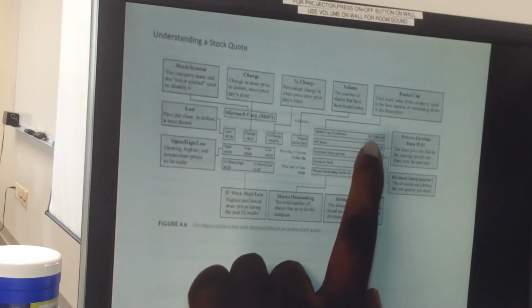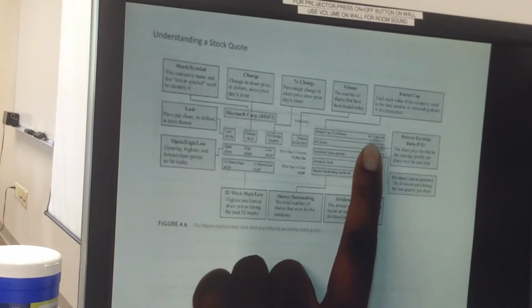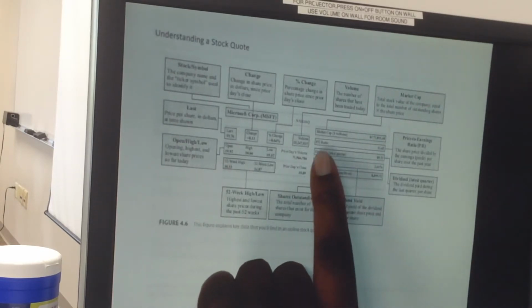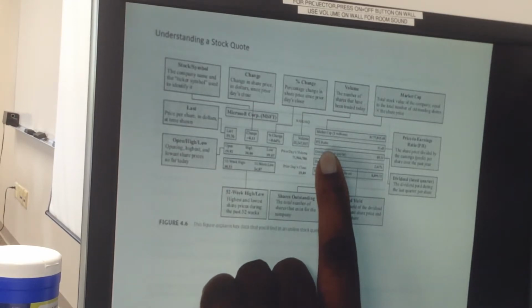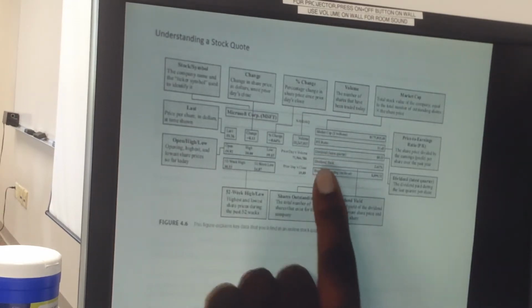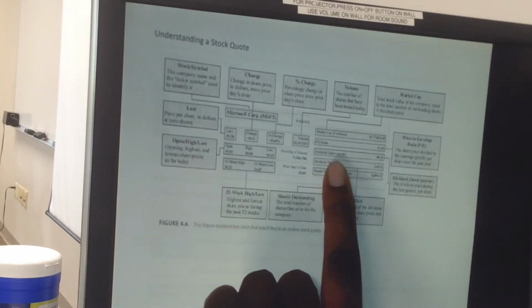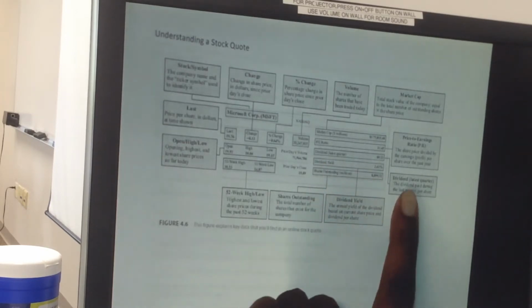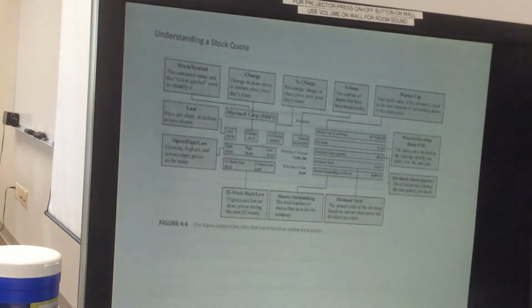That's the total stock value of the company, equal to the total number of outstanding shares multiplied by the share price. And then you have your price to earnings ratio, P/E. That's the share price divided by the earnings or the profit per share over the past year. And your dividend in the latest quarter, that's the dividend paid during the last quarter per share.